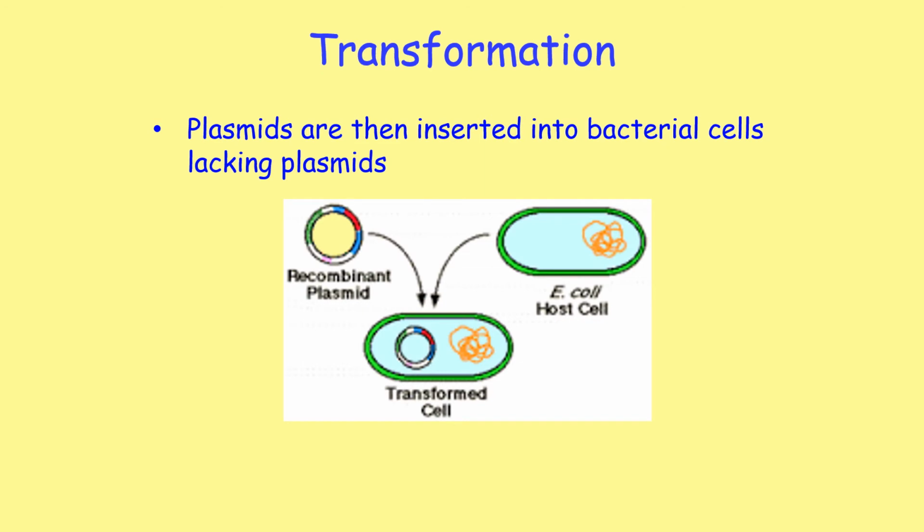Then you would get that plasmid and insert it into a bacterial cell lacking plasmids. That bacterial cell, as it divides, will hopefully replicate your plasmid, and it would also replicate that gene of interest. That gene of interest would be switched on to produce the protein that you need, and then secrete that into the growth medium for you to extract, purify, and then sell. So transformation is all about putting your recombinant plasmid, the plasmid that contains the foreign gene, into a new cell. In this case, because we're looking at microorganisms, it's going to be a bacterial cell.